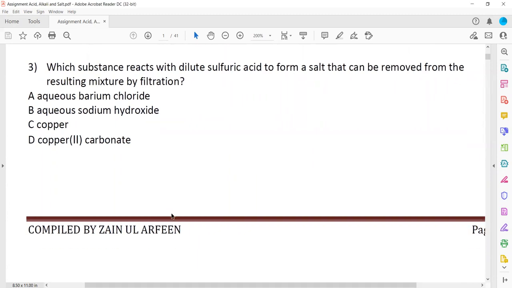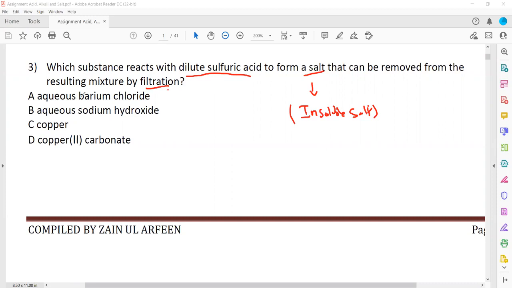The third one is actually related to the manufacture or preparation of the salt. In this question, which substance reacts with dilute sulfuric acid to form a salt that can be removed from the reaction mixture by filtration? So basically, if we want to remove a salt by filtration, it means the salt which is formed here should be an insoluble salt. Because insoluble salt can be removed by filtration when they are produced.